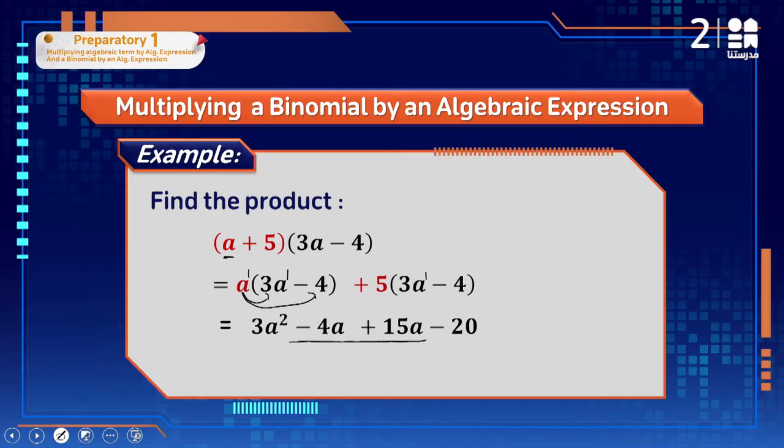Do you remember the sign of the bigger number in addition and subtraction? Sign of bigger, then subtract. The bigger number is 15, so we are gonna take its sign, which is positive, and 15 minus 4 is 11. So the final answer is 3a squared plus 11a minus 20.